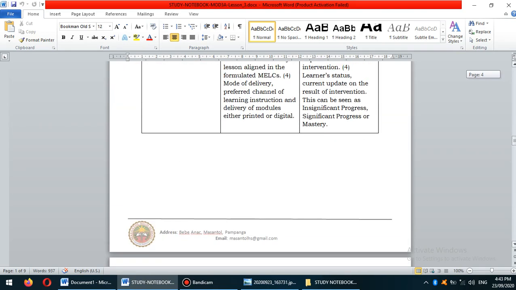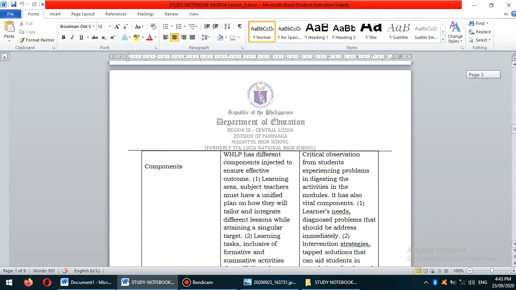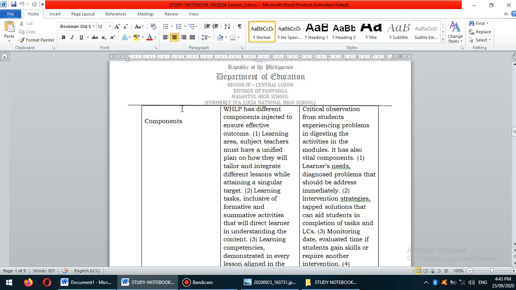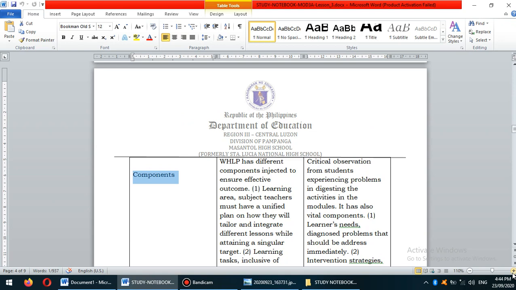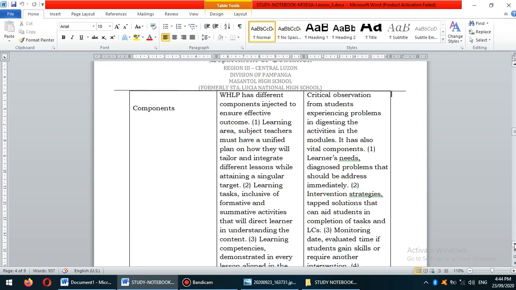Now, we also have here, aside from whom, the components. When we say components, what are the essential things that we can find that are actually different between the two, or the essential components that possibly construct an effective WHLP or an effective individual learning monitoring plan. This would be my answer. You can pause the video if you want so that you can read it well.